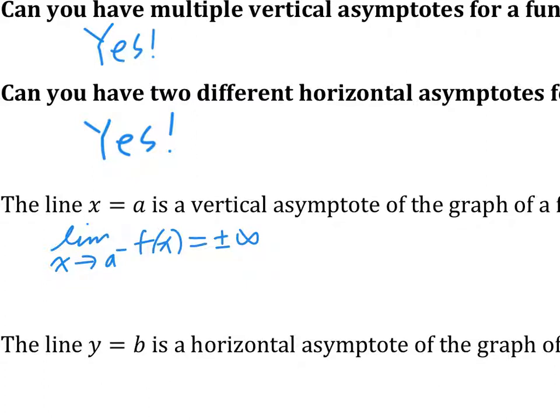So how do you know if something is a vertical asymptote? If x is going to a from the left-hand side, y is going to positive or negative infinity, or the limit as x goes to a from the positive side, f of x is going to positive or negative infinity, right? This is our definition of vertical asymptote. When you're going to a number, y has to go all the way up or all the way down.